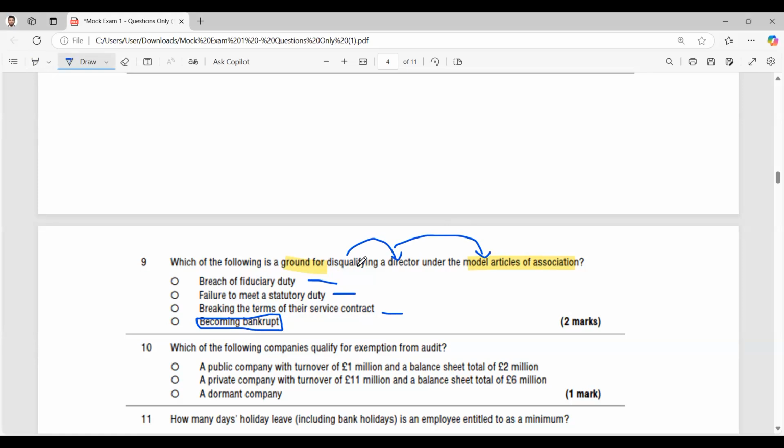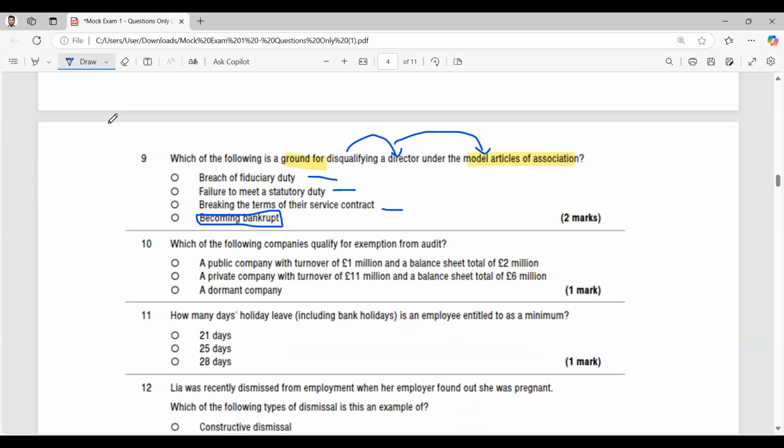So out of the options, only becoming bankrupt is a ground for disqualifying a company director under the model articles. The others are not. Here you have to focus particularly on the grounds in the terms of the model articles. Then they ask in the next question, which of the following companies qualify for exemption from audit?